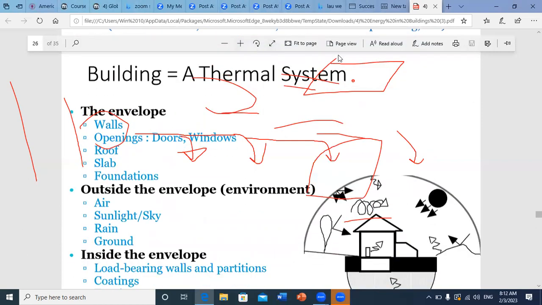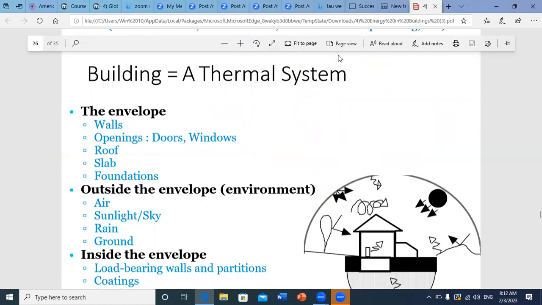Now, when we want to study a building, of course, we should know all constituents of the building in order to optimize its design. First, one of the major parts is the envelope, which can be divided into walls, openings like doors and windows, the roof, the slabs, and the foundations. We should also consider the outer environment. What are the outdoor conditions? What is the temperature of air, the relative humidity of air? What are the conditions of the sunlight, how much rain we have, what is the state of the ground?